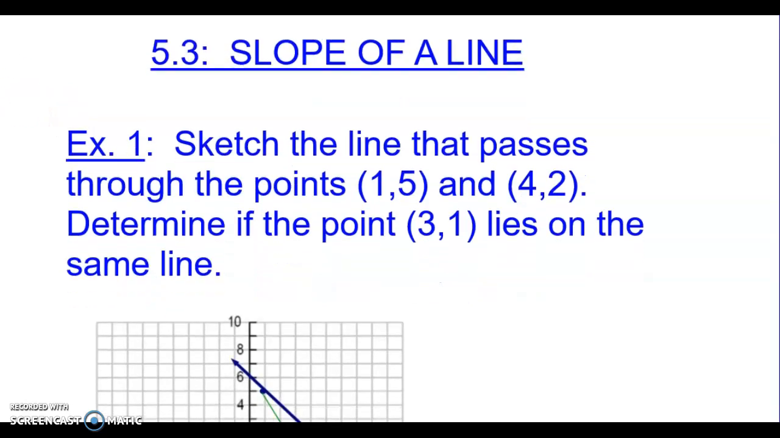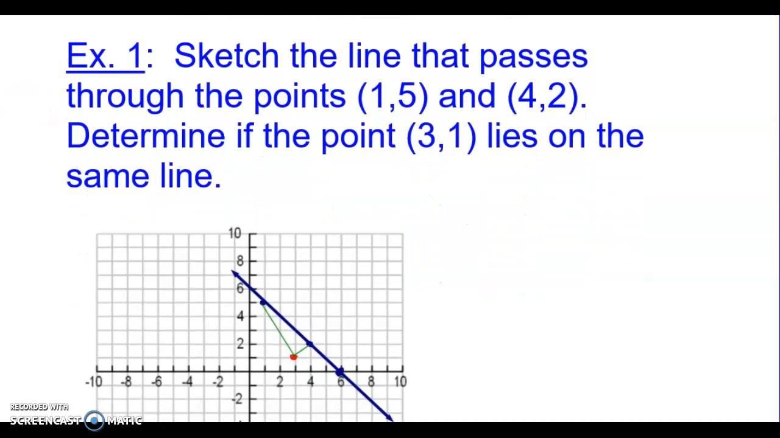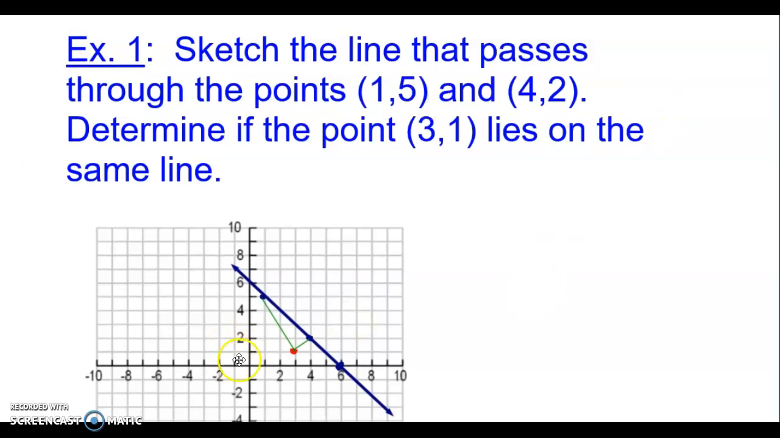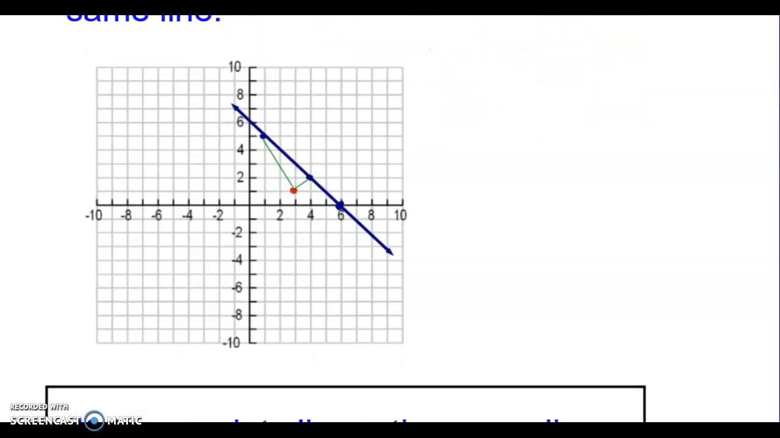I am going to ask you to sketch a line that passes through 2 points, (1, 5) and (4, 2). So (1, 5), (4, 2). I connect and there's my blue line. Now I want to determine if the point (3, 1) lies on the same line. Well, I can sketch that point (3, 1) and I can clearly see that in fact this red point does not lie on the blue line.